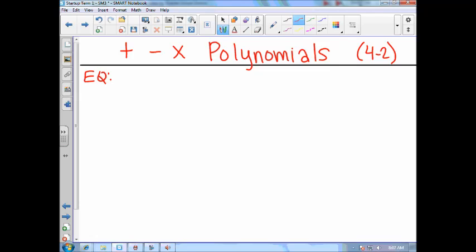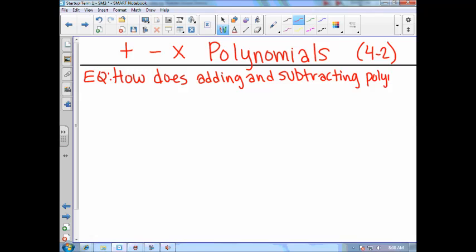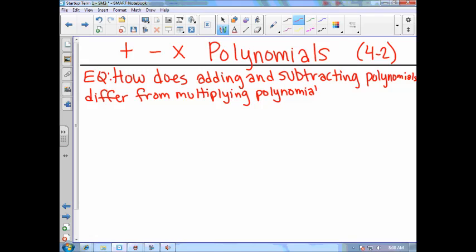Okay, so our central question: how does adding and subtracting polynomials differ from multiplying polynomials? That should actually be a question mark.